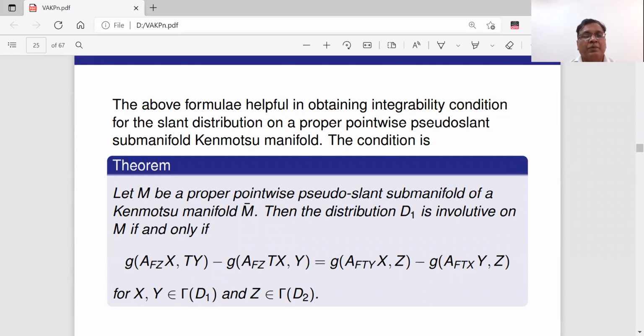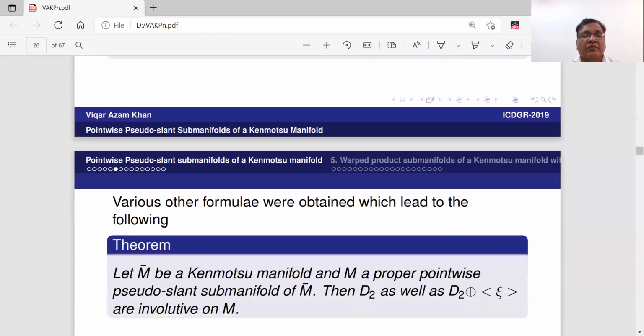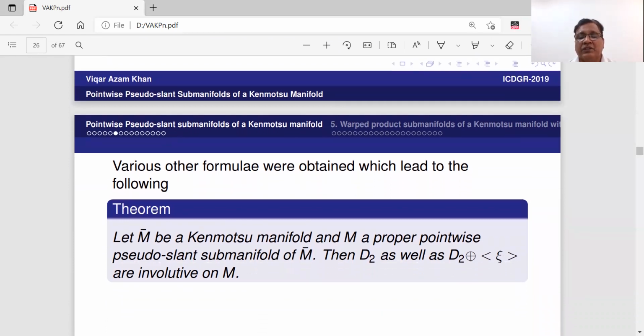Let M be a proper pointwise pseudo-slant submanifold of a Kenmotsu manifold M bar, then the distribution D1 is involutive on M if and only if this condition holds. So this is the condition for integrability of this pointwise slant distribution on a Kenmotsu manifold. Then various other formulas were obtained, which led to the other theorem about the integrability of the complementary distribution, which is phi anti-invariant.